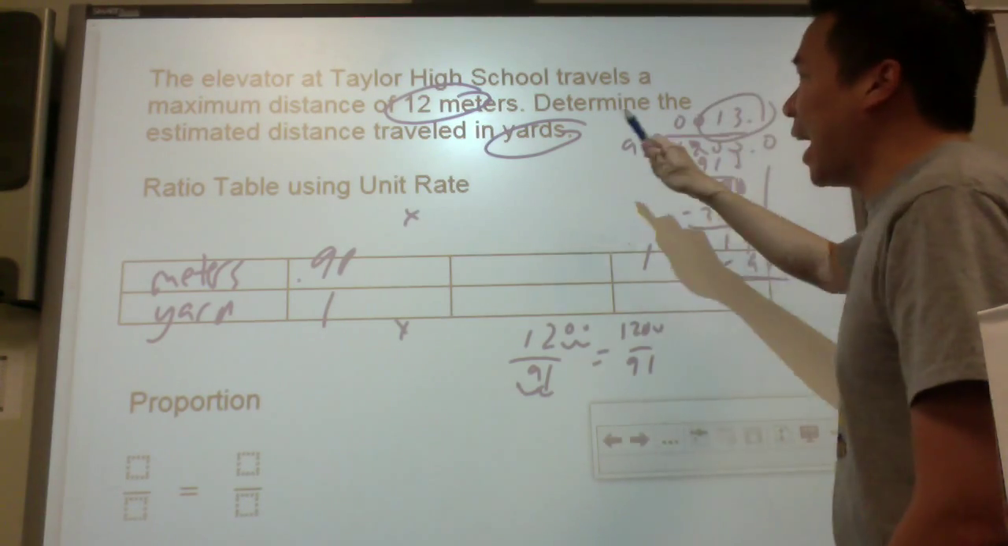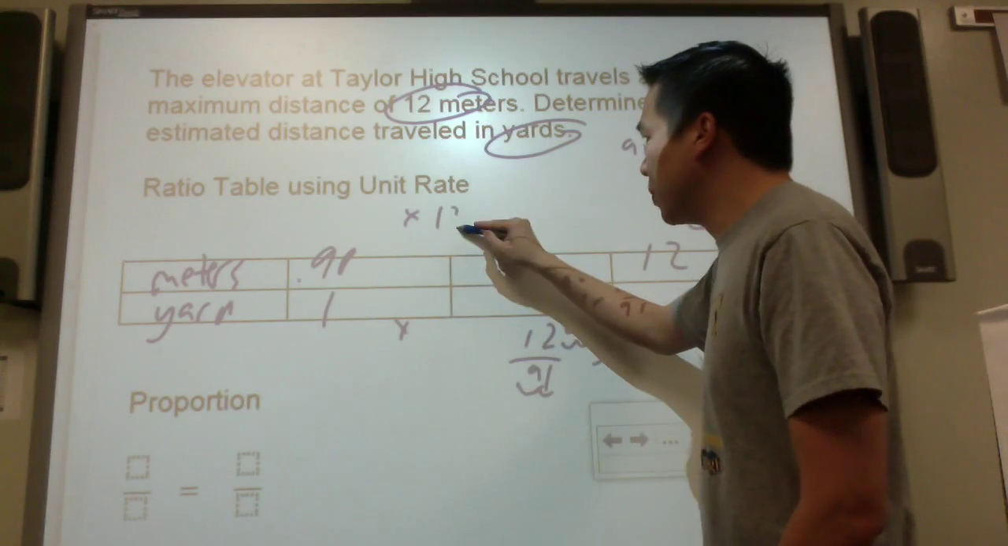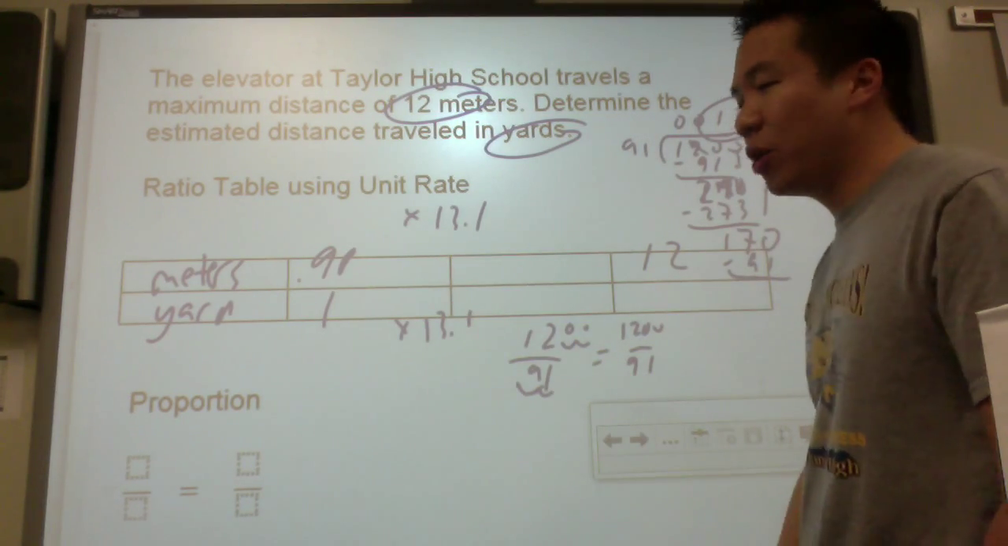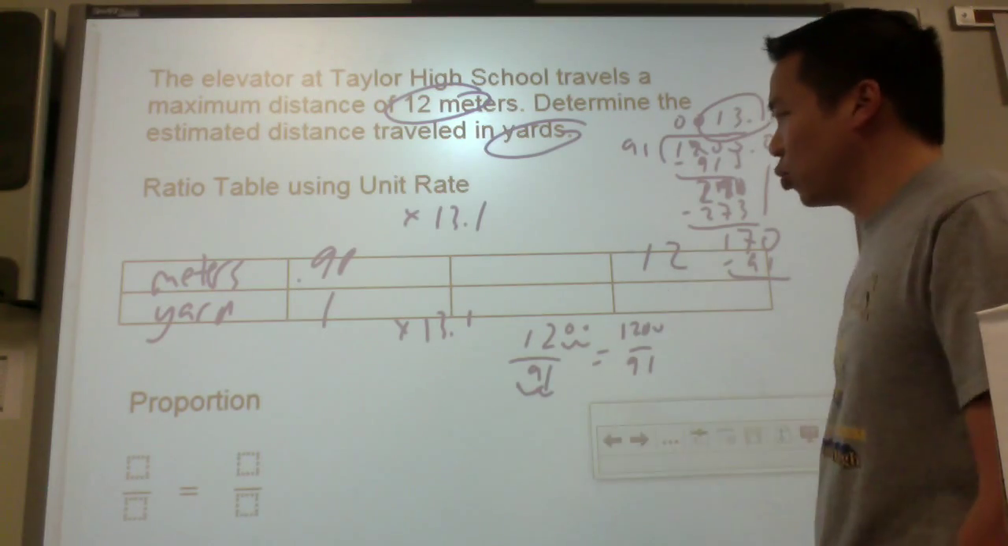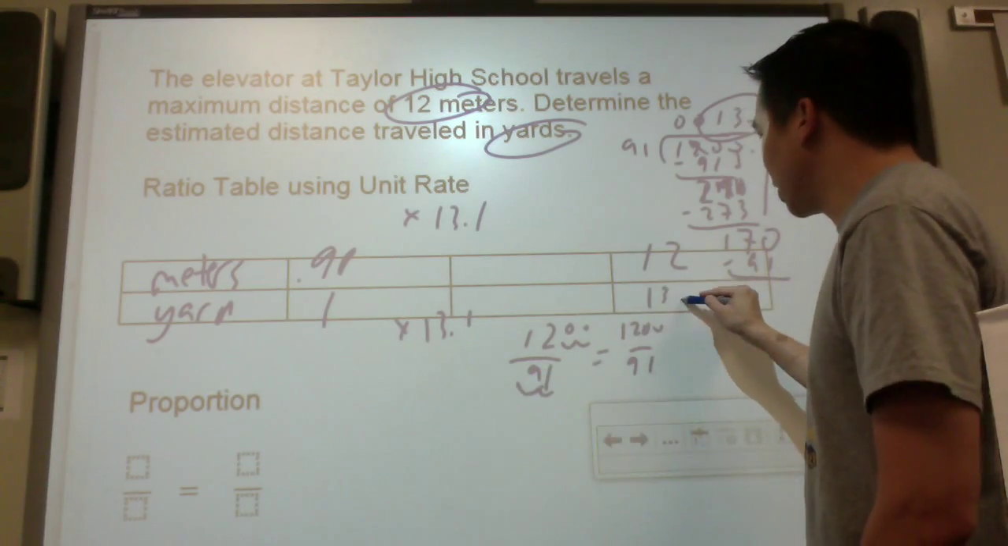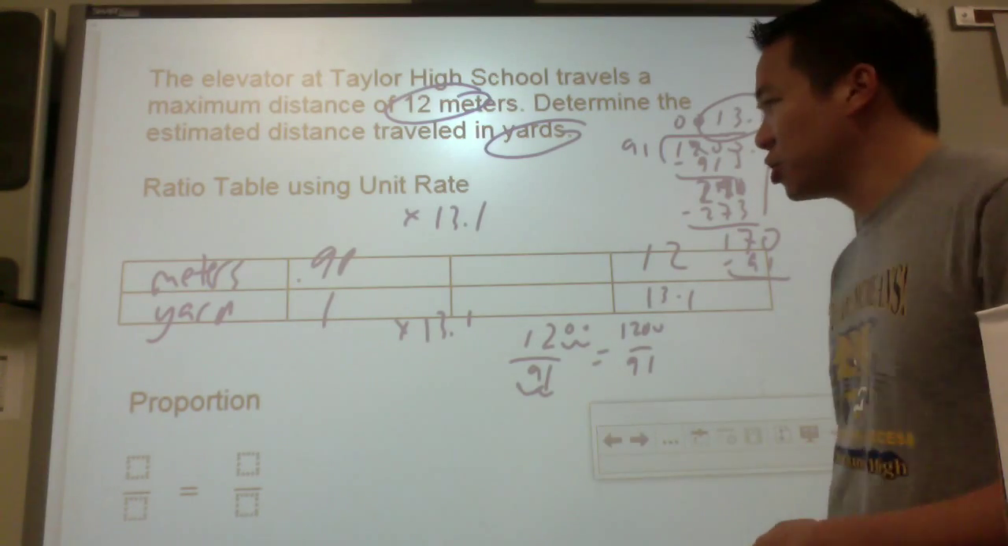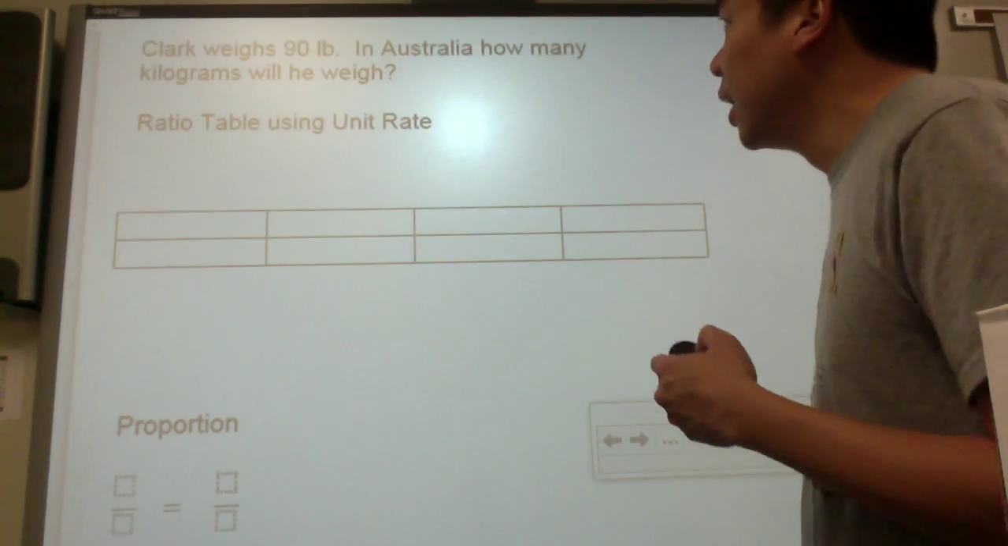It did say estimated. So you scale it up by about 13.1. If you multiply 0.91 times 13.1, you get about 12. So for every 12 meters, there are 13 and 1/10 yards.